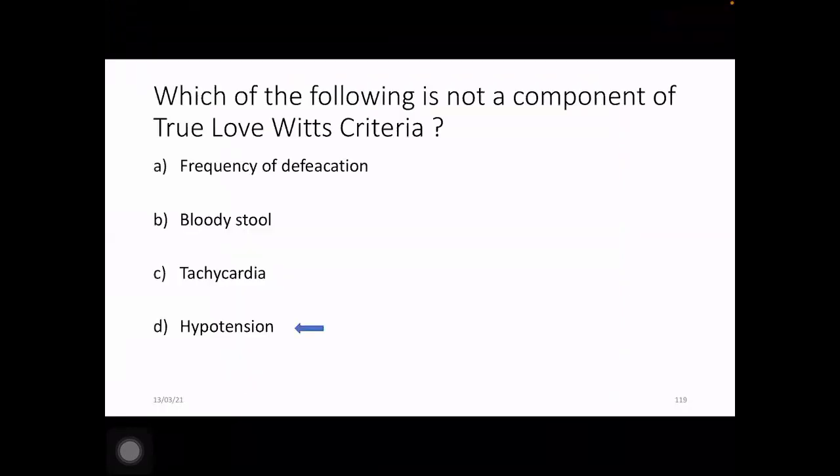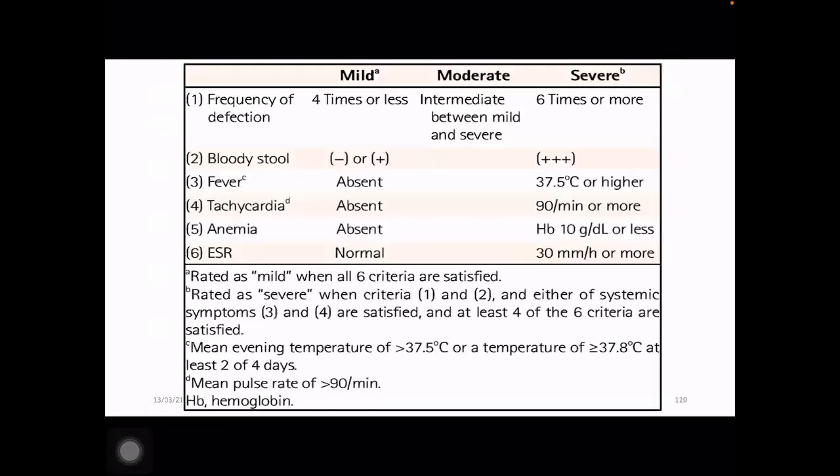To assess the severity, we follow a criteria called Truelove-Witts criteria for ulcerative colitis. Which of the following is not a component of Truelove-Witts criteria? Frequency of defecation, bloody stool, tachycardia, hypertension. You guys have not heard of the Truelove-Witts criteria? No, sir. See, hypotension is not a part. I have condensed the Truelove-Witts criteria. So these are the important things.